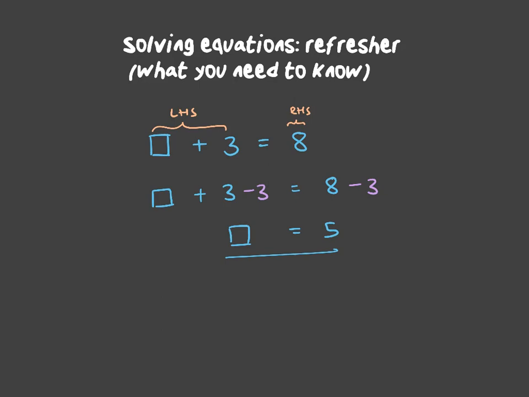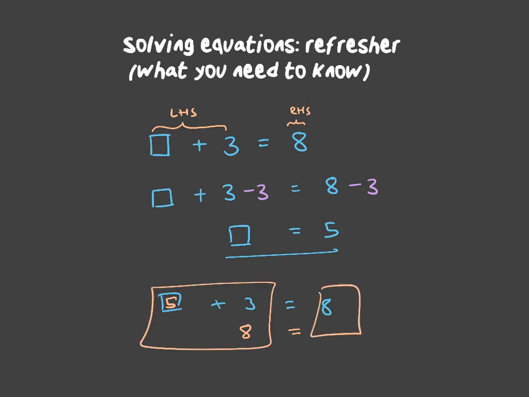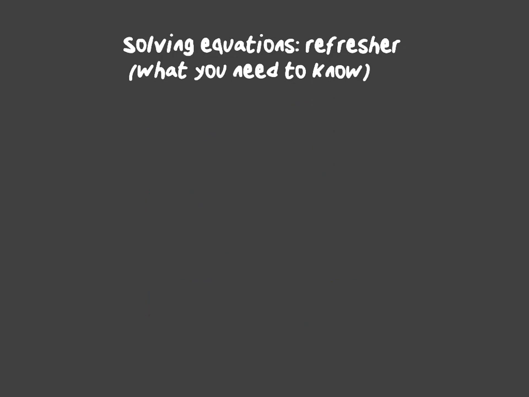If I substitute, our question originally was box plus 3 is equal to 8. In other words, if I put 5 into the box, 5 plus 3 is equal to 8. And so that's the left-hand side. And the right-hand side, of course, is equal to 8. So therefore, my left-hand side is equal to the right-hand side. That is a real solution that we worked out for which my left-hand side will equal the right-hand side.